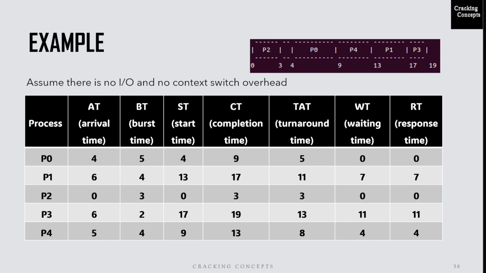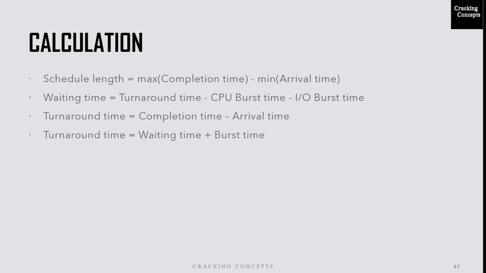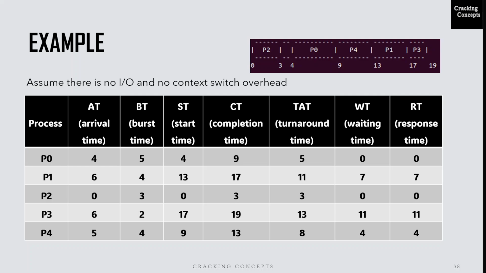Then there is the wait time. So the wait time will be calculated using the equation turnaround time minus the burst time. So here there is only CPU burst, there is no IO burst. So waiting time is turnaround time minus the burst time. So the values will be 0, 7, 0, 11 and 4. Then there is the response time. Response time will be the difference between start time and arrival time. So values will be 0, 7, 0, 11 and 4, which is the same as that of waiting time in this case.